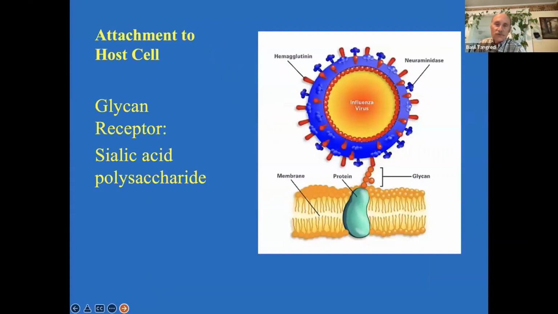So let's go through the way this virus invades the cell, because it's very important to understand how it evolves by looking at this. First, the attachment of the virus, the hemagglutinin, and this is the receptor of the cell here. It's these glycans, basically sugar molecules, polysaccharide, sialic acid, attached to a protein in the cell membrane.